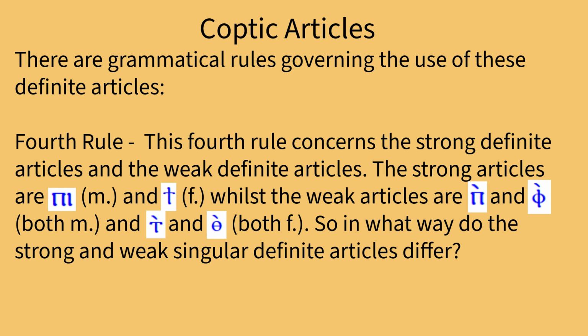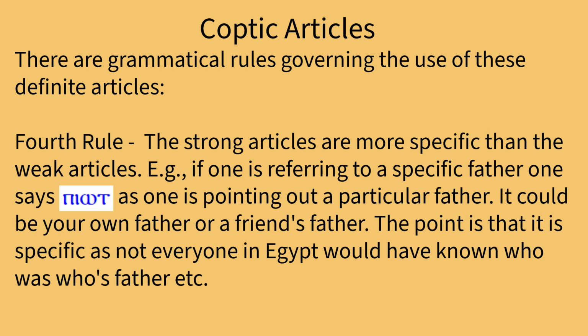So we now move on to the fourth rule governing the use of these singular definite articles in Coptic. This fourth rule concerns the strong definite articles and the weak definite articles. The strong articles are be, which is masculine, and d, which is feminine, whilst the weak articles are ab and ab, which are both masculine, and ad and at, which are both feminine. So, in what way do the strong and weak singular definite articles actually differ? They differ in the following sense. The strong articles are more specific than the weak articles.